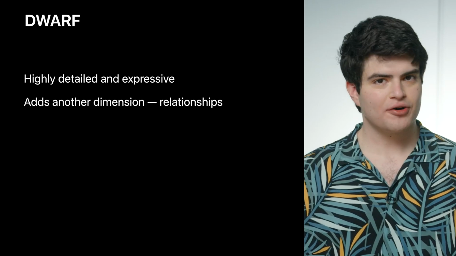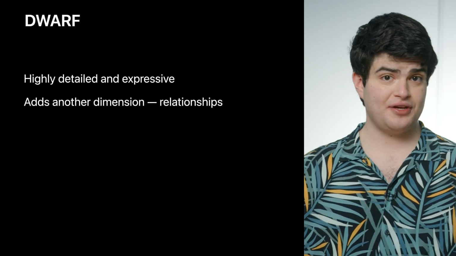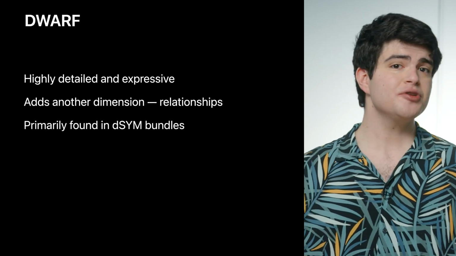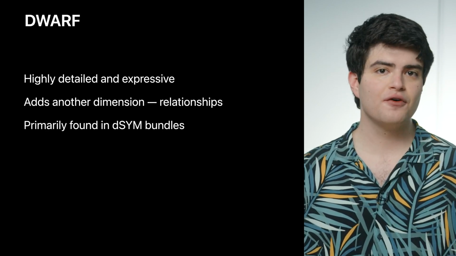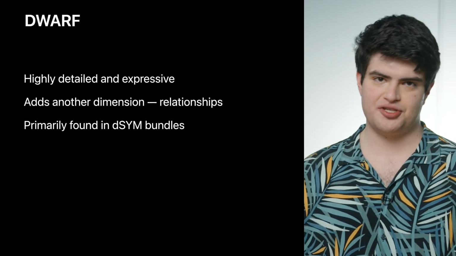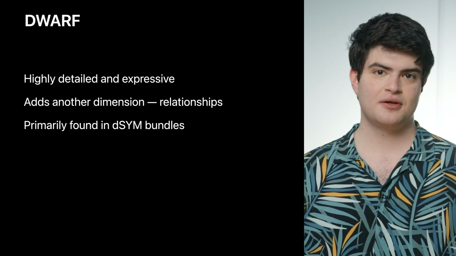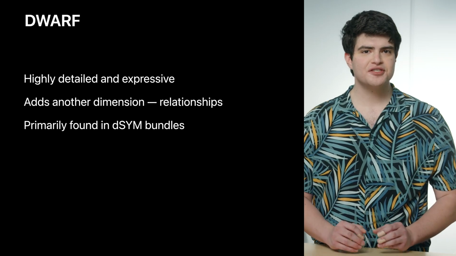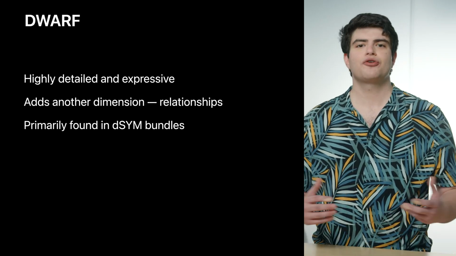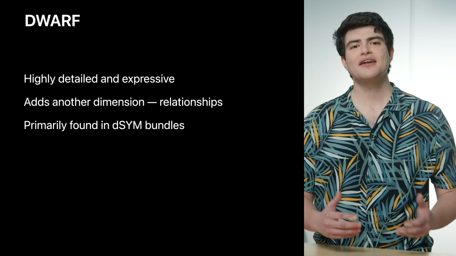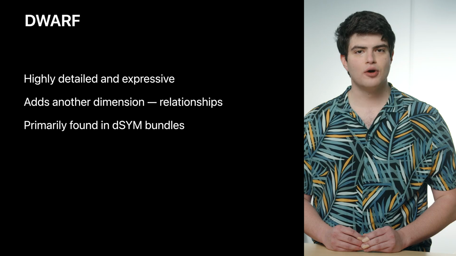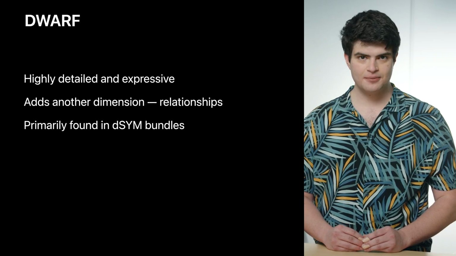Remember, we started with just a single dimension, which were the addresses, when we looked at function starts. Then we upgraded to two dimensions by encoding a struct full of information in the nlist symbol table. DWARF adds a third dimension, which is about relationships. DWARF recognizes that functions aren't isolated. They call other functions, they have parameters, return meaningful data, and are defined in a particular file. Encoding these relationships unlocks the most powerful aspects of symbolication.